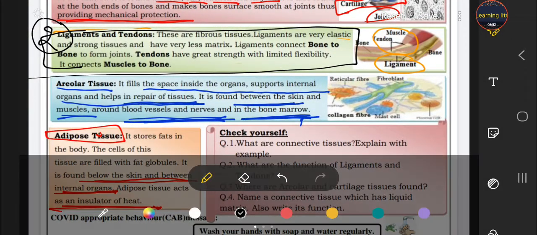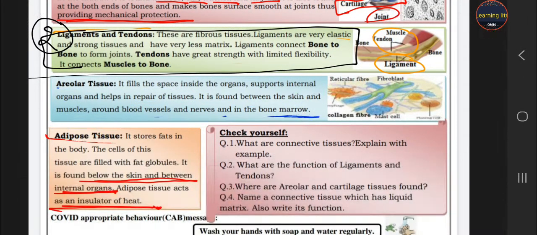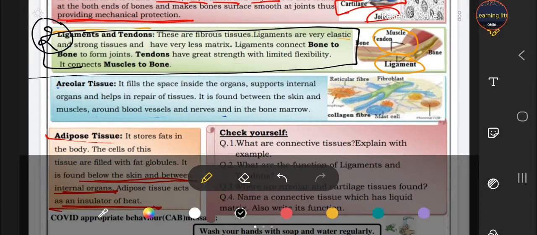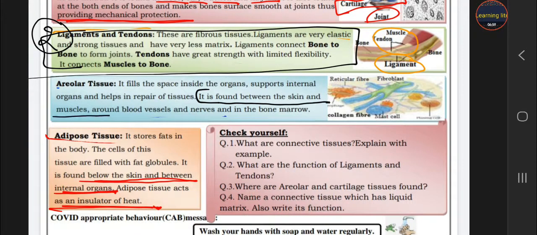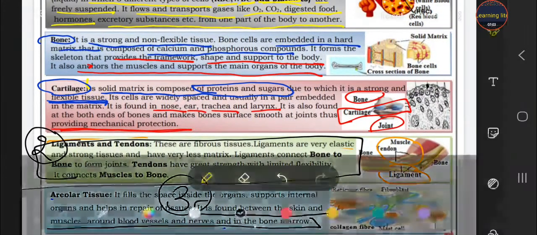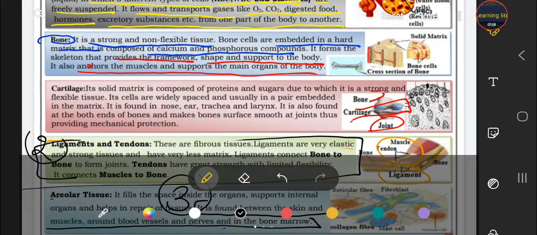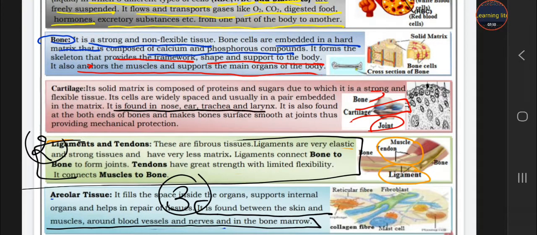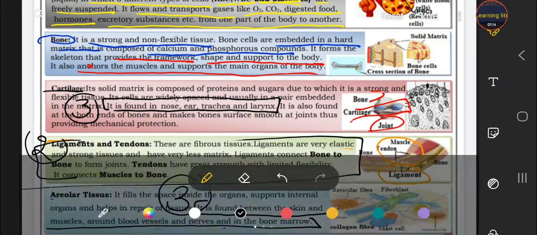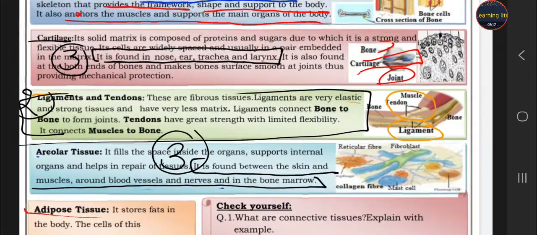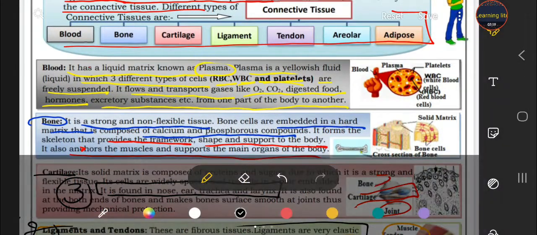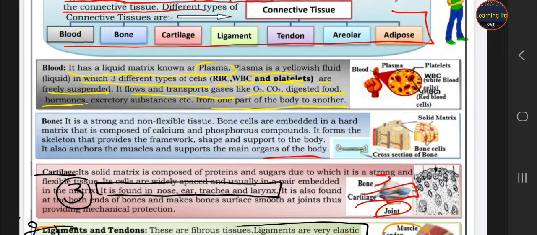What are the areolar and cartilage? This is your third answer, student, along with the cartilage location. Fourth, name a connective tissue which is a liquid. So that is your fourth answer, student.